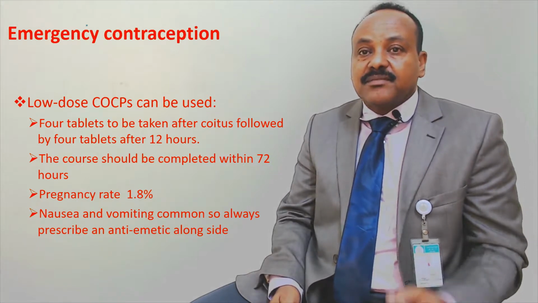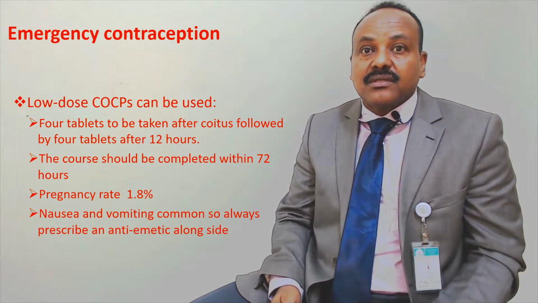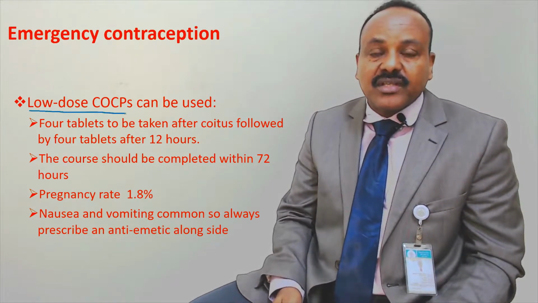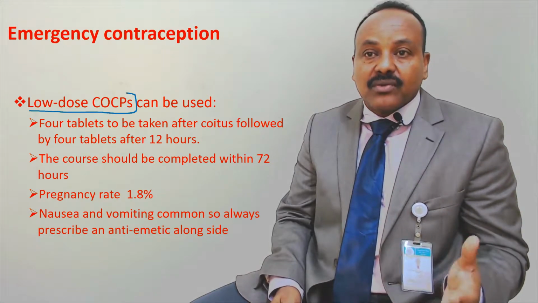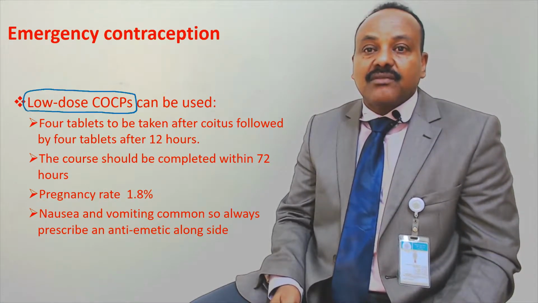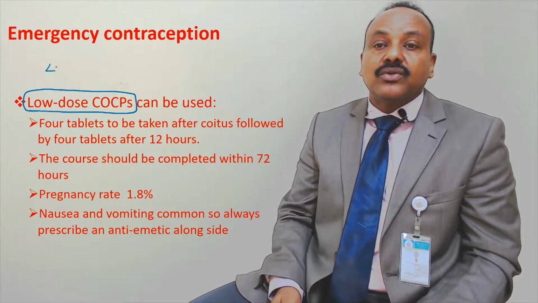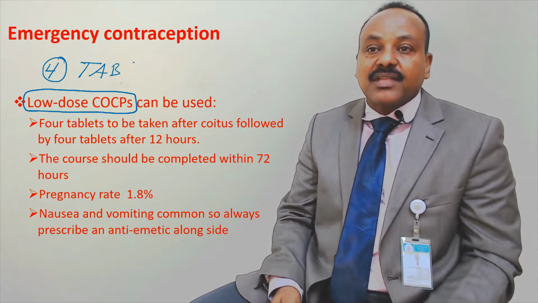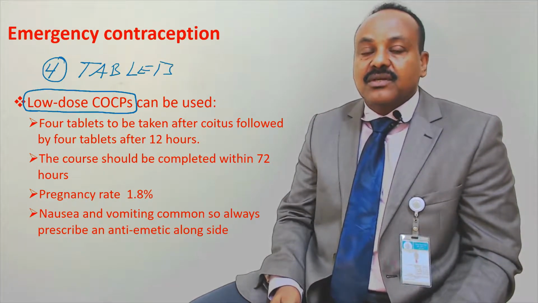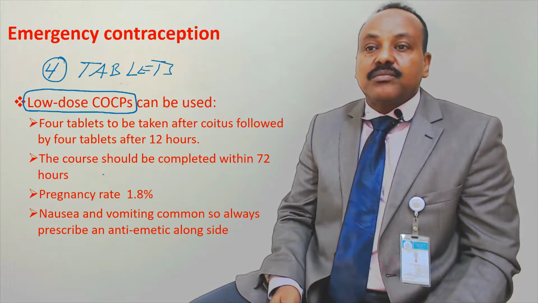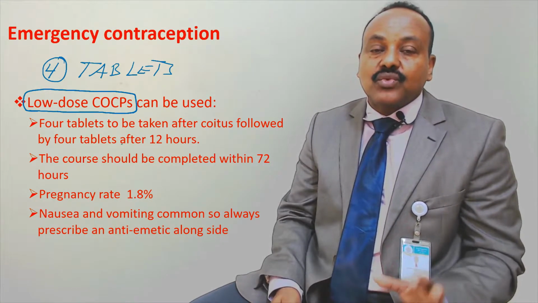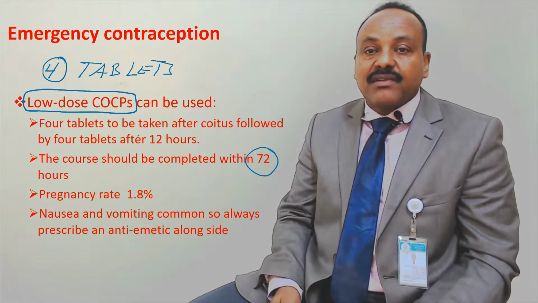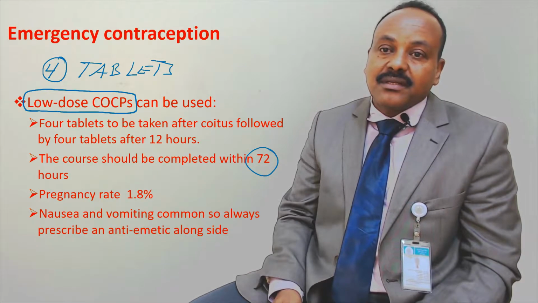A woman who wants to prevent pregnancy as a result of unprotected sexual intercourse can use combined oral contraceptive pills. She can use 4 tablets from low dose contraceptive pills, 4 tablets after the coitus, followed again by 4 tablets after 12 hours. All these tablets should be taken within 72 hours, during 3 days of the sexual intercourse. And they found that the pregnancy rate is less than 1.8.